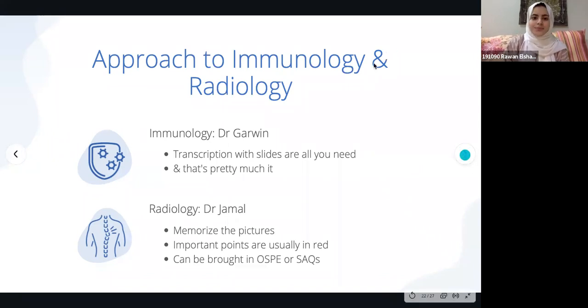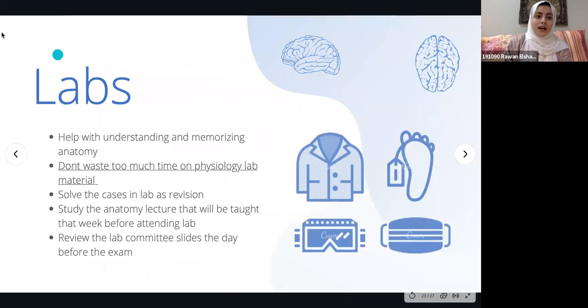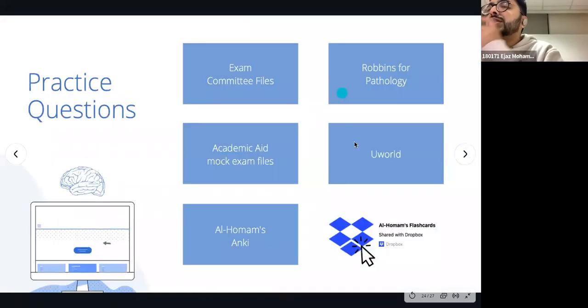And now labs. So labs, we kind of went over it. I just went over it a bit before. For anatomy, the best way to go at it is to study before you get to the lab. Physiology, don't waste too much time on it. Definitely review the lab committee slides for OSPE. Inshallah, your lab committee slides are as good as ours.